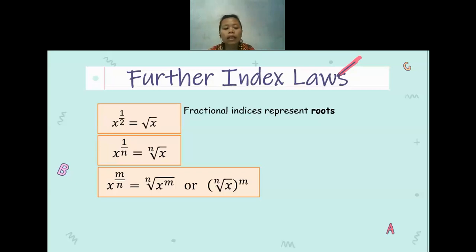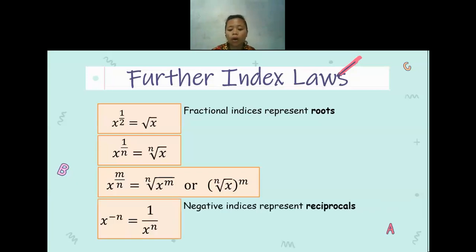And then the last one is about x to the power of negative n. Whenever we have x to the power of a negative number, we can change it into a fraction, becoming 1 per x to the power of n. There will be no negative power anymore. So this is the example.